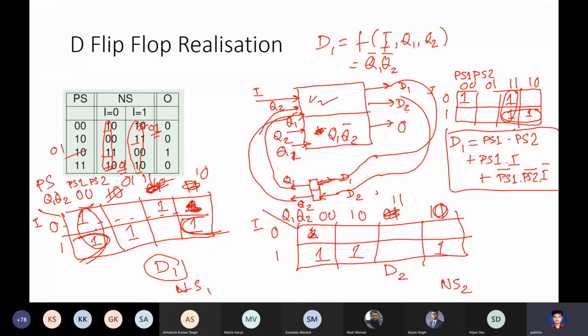There will be an AND-OR representation, so you can draw the AND-OR representation. I don't have space to draw it here. So this is the AND-OR representation for D1. Similarly, you can do it for D2. Okay, so you have got the procedure.